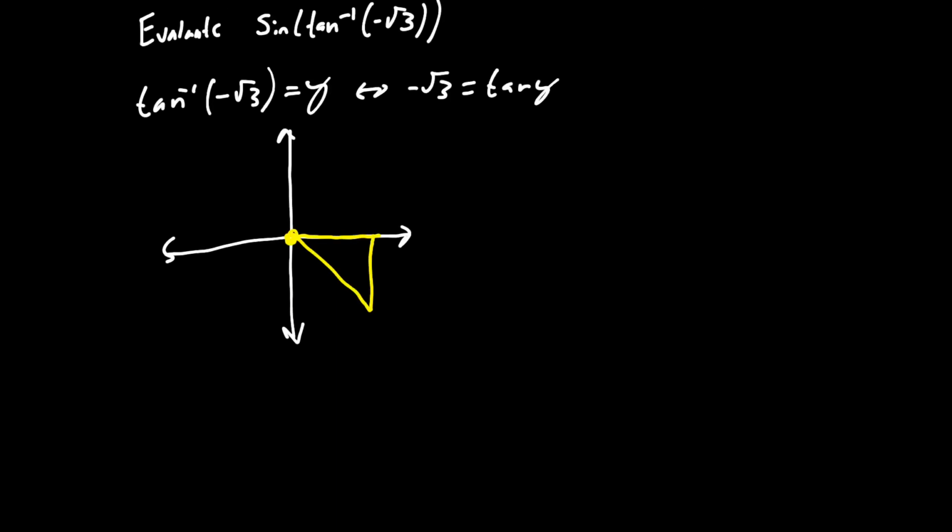And the opposite side has length negative square root of 3. The adjacent side has length 1. And so we see that this is going to be a 30, 60, 90 triangle, which means the remaining side has length 2. Now, the angle here is going to be our y bar. And so we want to evaluate our sine at this reference angle y bar. And this is going to be equal to the negative square root of 3 divided by 2.